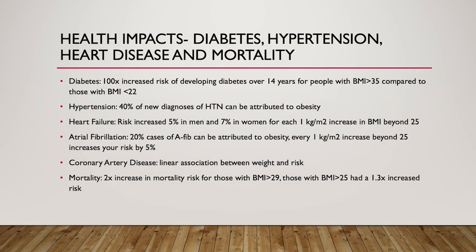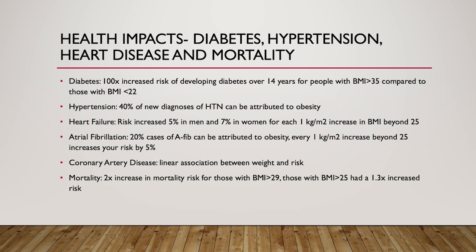So going into some of the health impacts of obesity, and this is the more depressing part of my presentation here. They looked at the Nurses' Health Study out of Boston, looked at data of about 120,000 people, and risk stratified them based on their weight. One of the things they showed was for diabetes, over the course of 14 years, if your BMI was greater than 35, you were 100 times more likely to develop diabetes than those with a BMI less than 22. So that's a pretty significant increased risk.